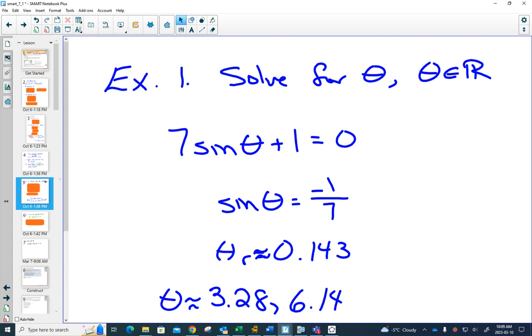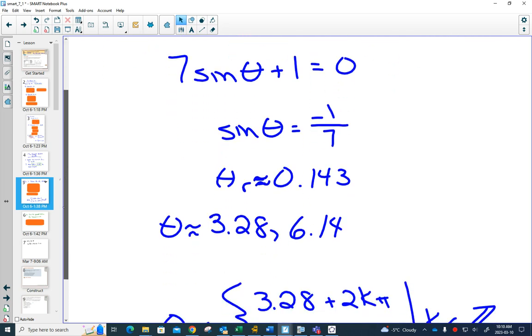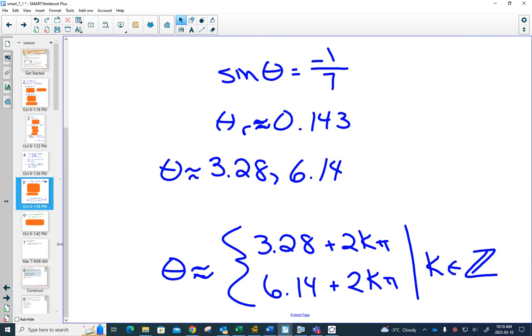This is what chapter 6 looked like, solving for something between 0 and 2 pi. What does chapter 7 add? Well, now we just need to write all of the answers that are coterminal with it. So we just add plus 2k pi, where k is an integer. So what's happening is we're combining solving between 0 and 2 pi, and writing coterminal angles together.